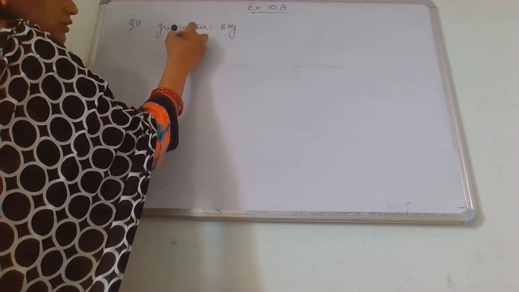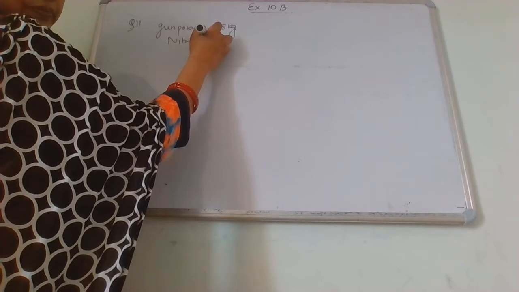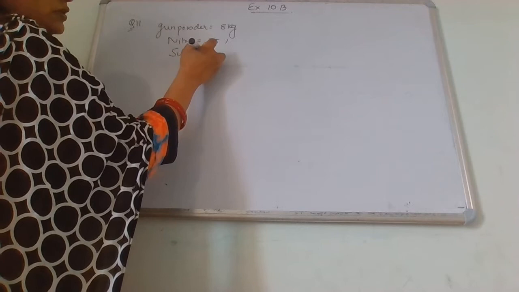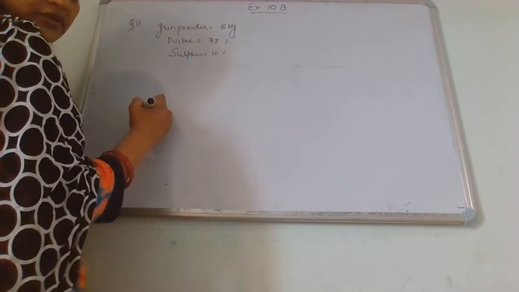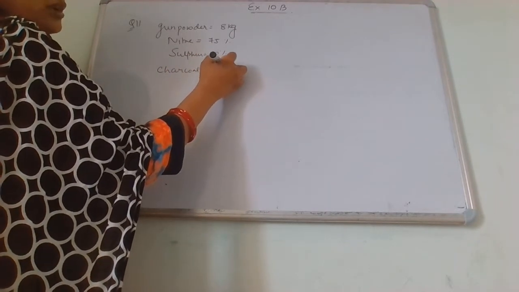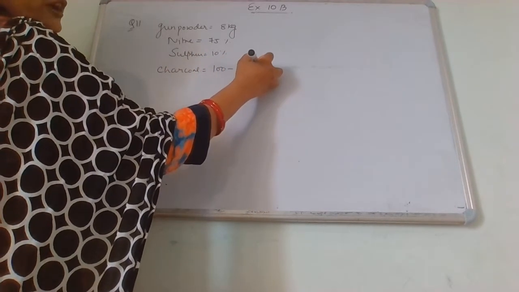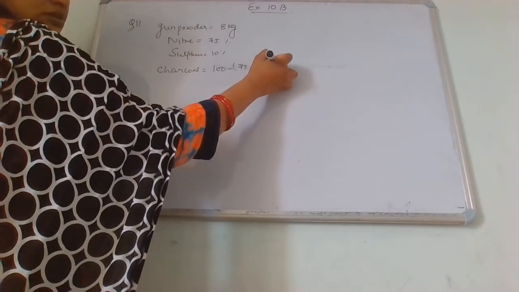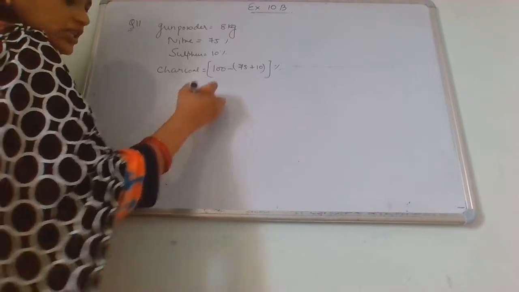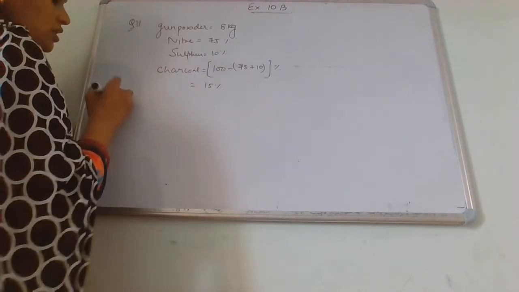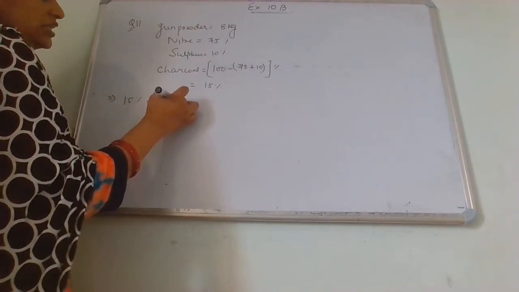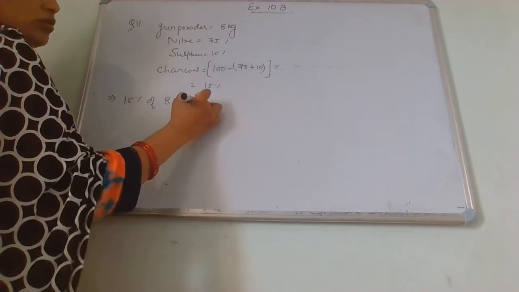Nitre, 75%. Sulfur, 10%. So what is charcoal percentage? So charcoal is just 100 minus (75 plus 10)%. So this is 100 minus 85, that is equal to 15%. So this implies 15% of 8 kg is equal to charcoal.